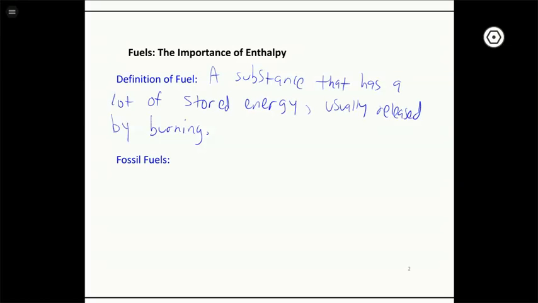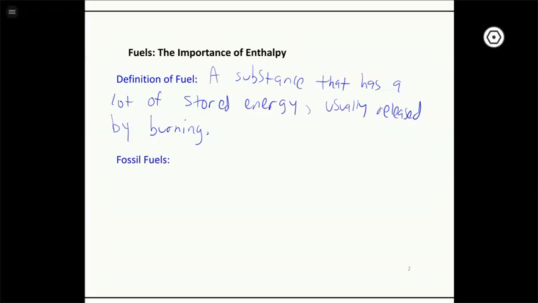So what we mean by stored energy is that when you burn the fuel or expend the fuel, however you choose to do that, there's a lot of enthalpy that's released. So you have a very negative delta H, and all that energy is released to the surroundings, and you're able to use it to do something else.